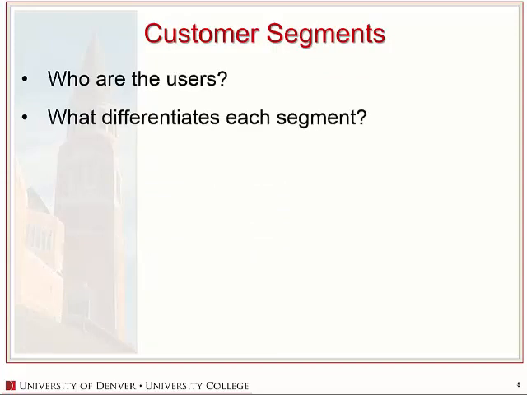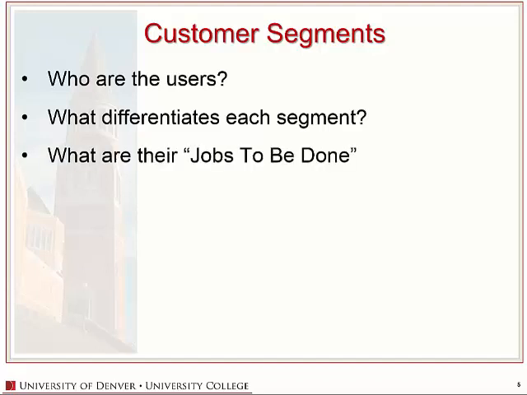The next section is a description of the customer segments. Here you simply describe who the users are. But you also need to describe what differentiates each customer segment from the other. You need to describe what the individual jobs to be done for each segment will be. And we're going to talk more about the concept of jobs to be done in an upcoming lecture. But let's do an example.